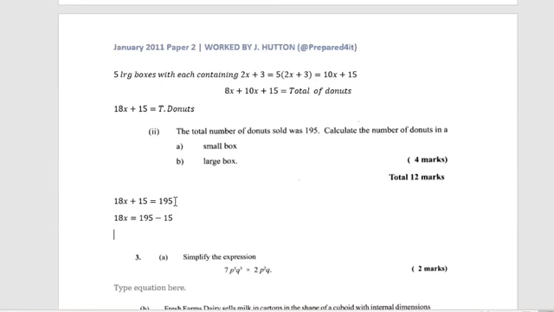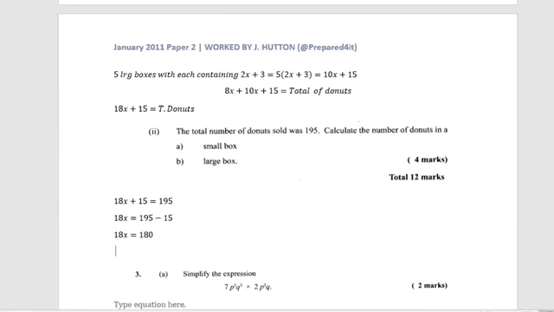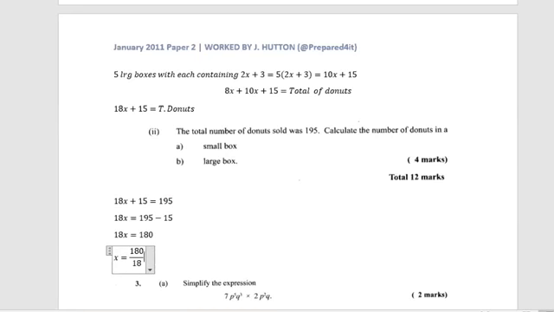So now what I will have is 18x is equal to 180. Again, now I'm moving the 18 from beside the x. So what I will have is x is equal to 180 divided by 18. My 18 was multiplying on the left, so when it comes across to the right hand side, it will be dividing. And 180 divided by 18 will give me 10. And that is my value for x.